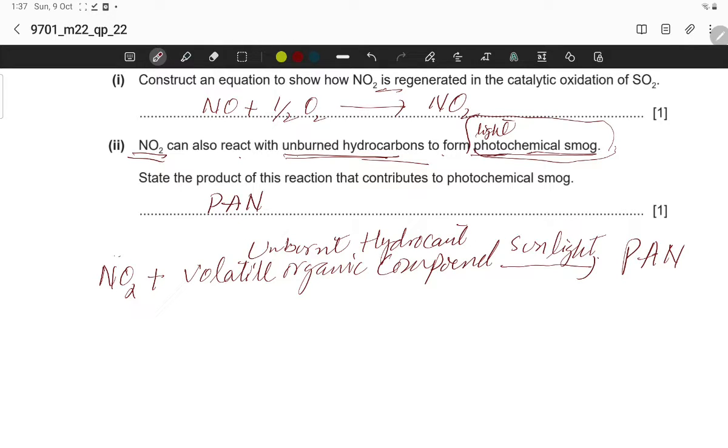product that contributes to photochemical smog, which is produced by reacting with nitrogen dioxide in the presence of sunlight, and PAN is an abbreviation. P stands for peroxy, A stands for acetyl, and N stands for nitrate.